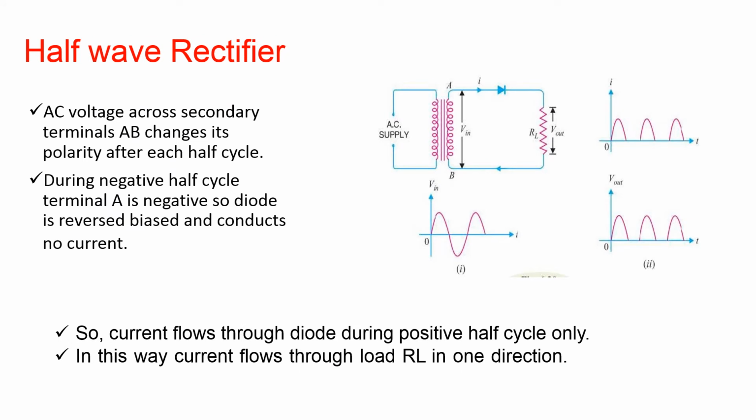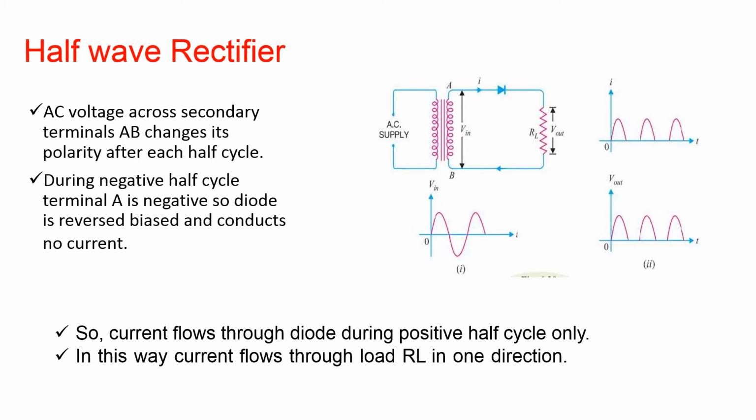Now, here what happened: the AC voltage that is fed across the secondary terminals AB changes its polarity after each half cycle. And during the negative half cycle, terminal A will be negative. So here, if you see the diode, A is negative.